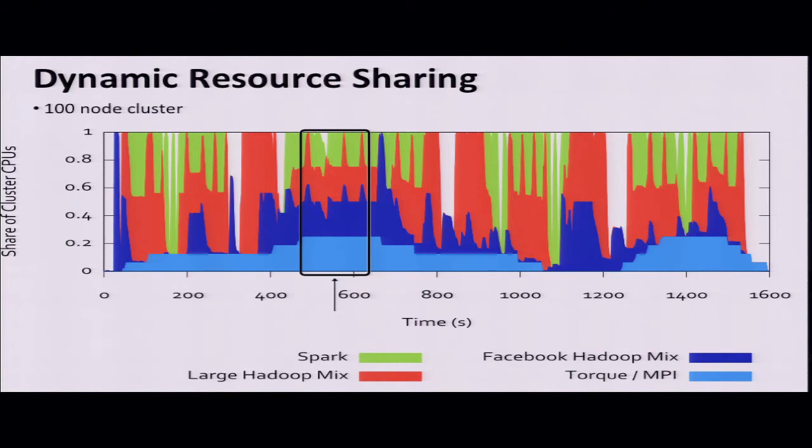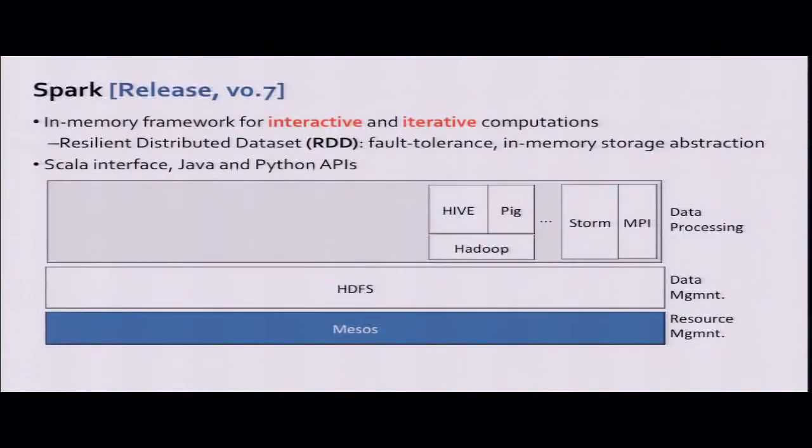Now here, all of them are active, so each of them gets more or less 25% of the resources. And finally here, this Facebook Hadoop mix becomes active. The main point we want to illustrate is that it's pretty fast. The Facebook Hadoop mix gets the resources it deserves, the resources it's entitled to. Again, the x-axis is in seconds.